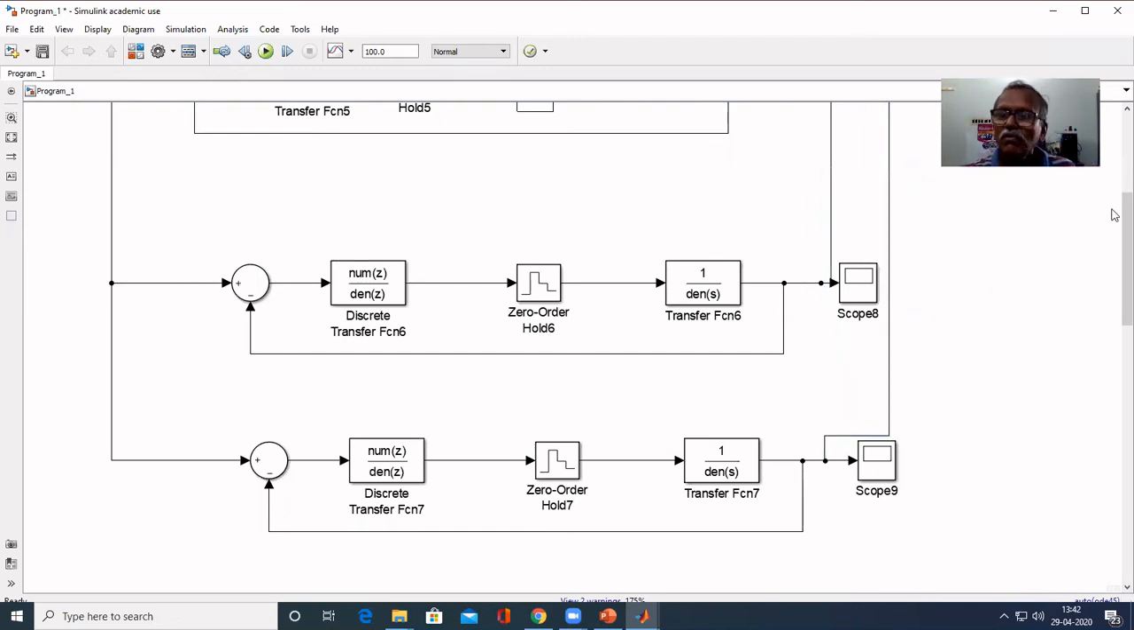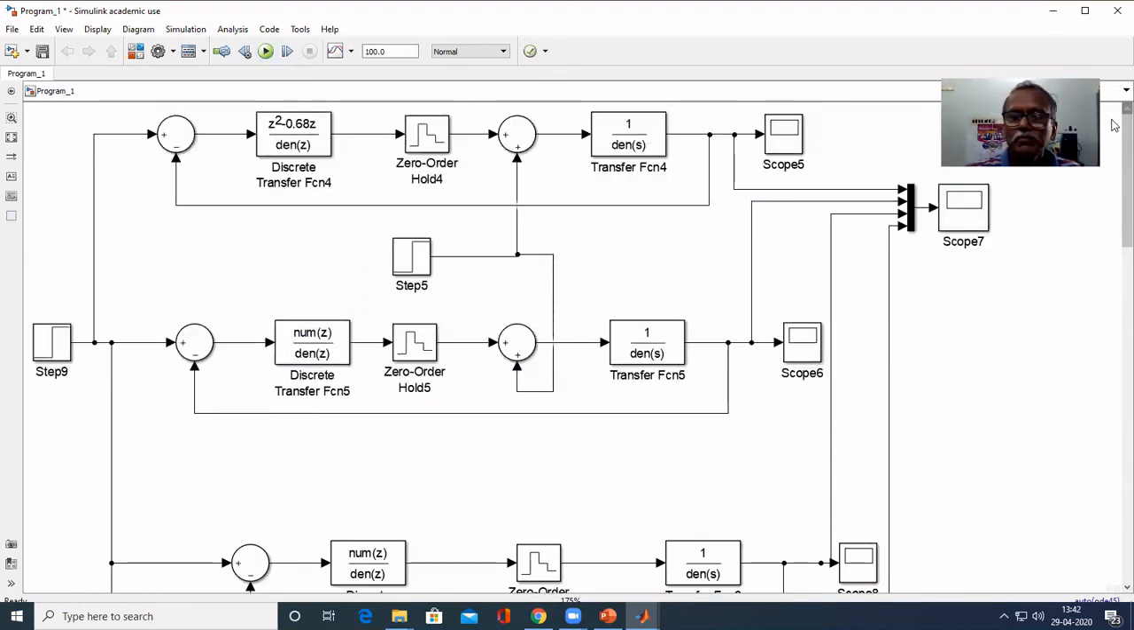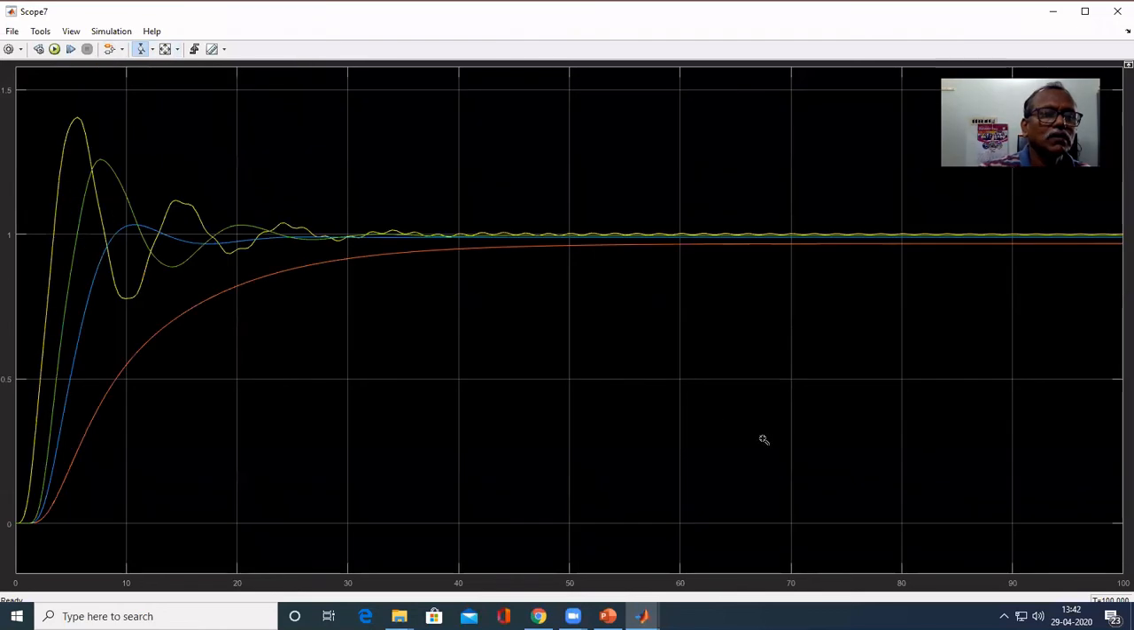Yes. Now we can see all in one scope. Yes. This yellow one is the deadbeat controller, and this blue one is mu equal to 3. This green one is mu equal to 1. That red is mu equal to 10.